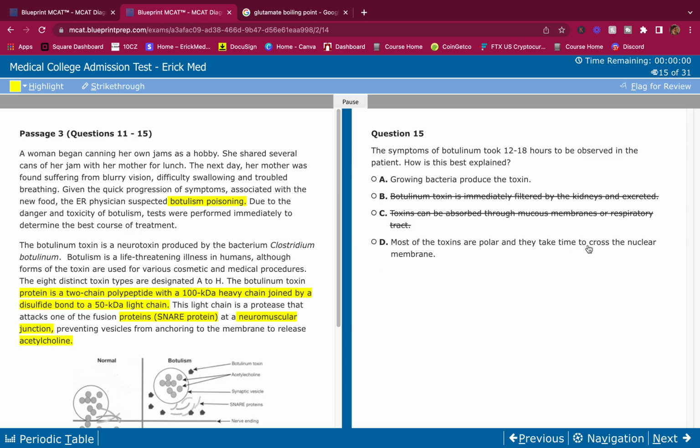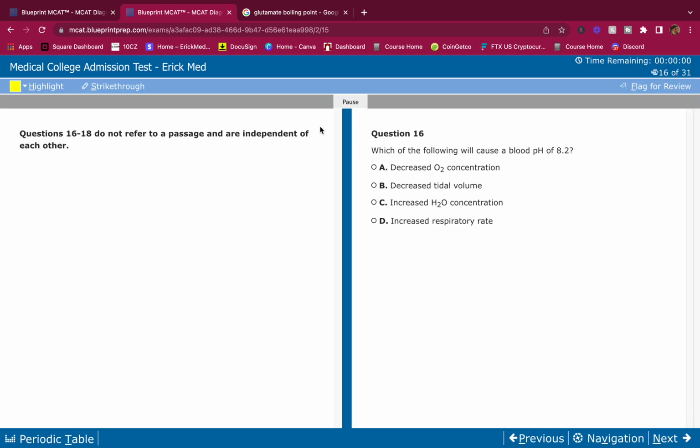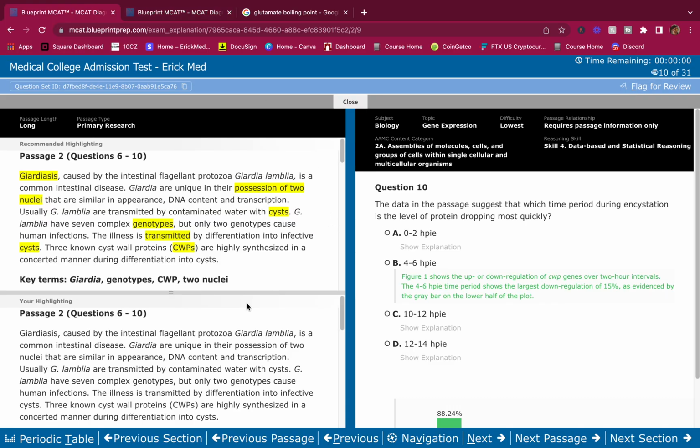Most of the toxins are polar and they take time to cross a nuclear membrane. Why? Just because you're polar doesn't mean you have to take 12 to 18 hours to cross a nuclear membrane. Jesus. Okay, this is wrong. Answer is A. And that's it. Okay, cool. Let's see if we're right. All right.